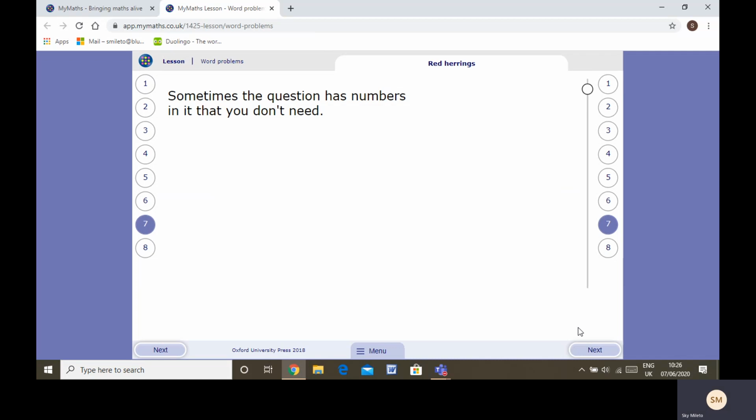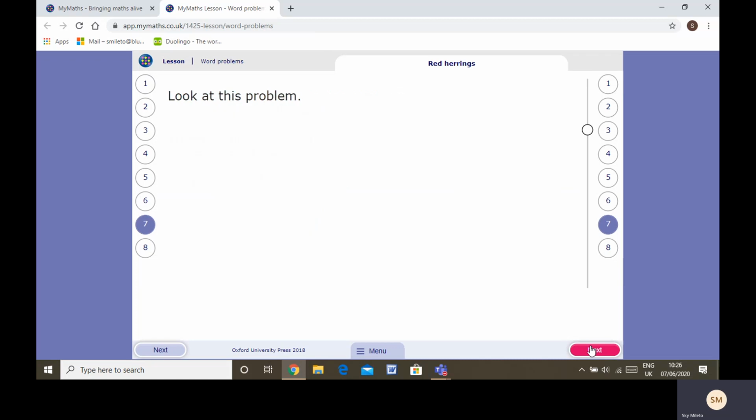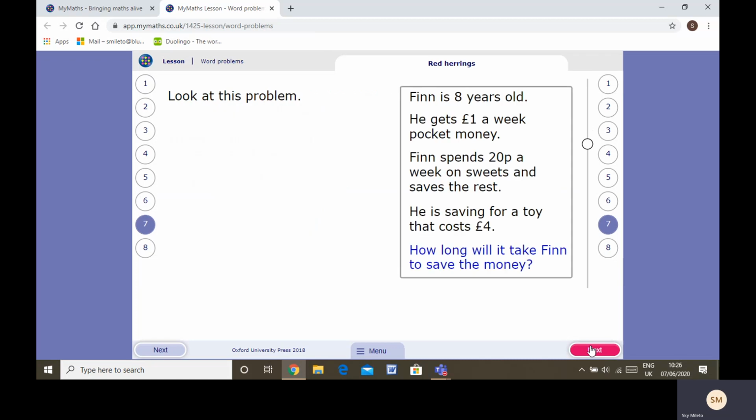Sometimes the question has numbers in it that you don't need. These are called red herrings. They're trying to catch you out. So look at the problem. Finn is 8 years old. He gets £1 a week pocket money. Finn spends 20p a week on sweets and saves the rest. He is saving for a toy that costs £4. How long will it take Finn to save the money?